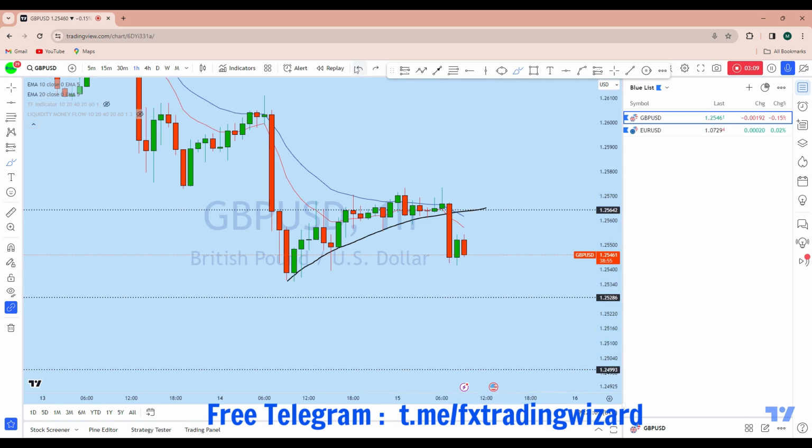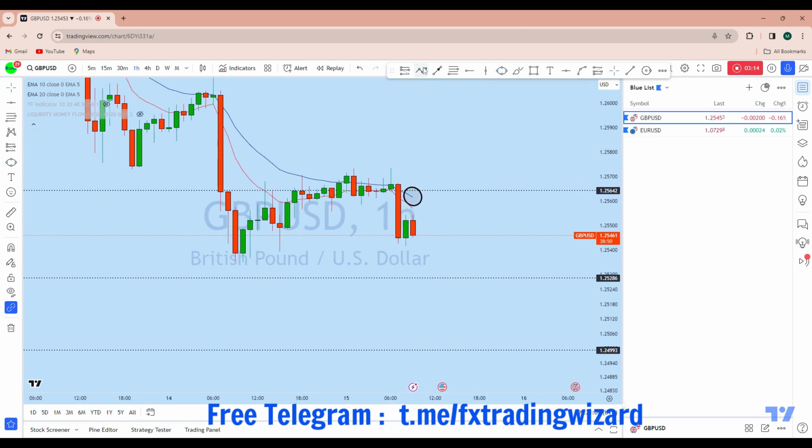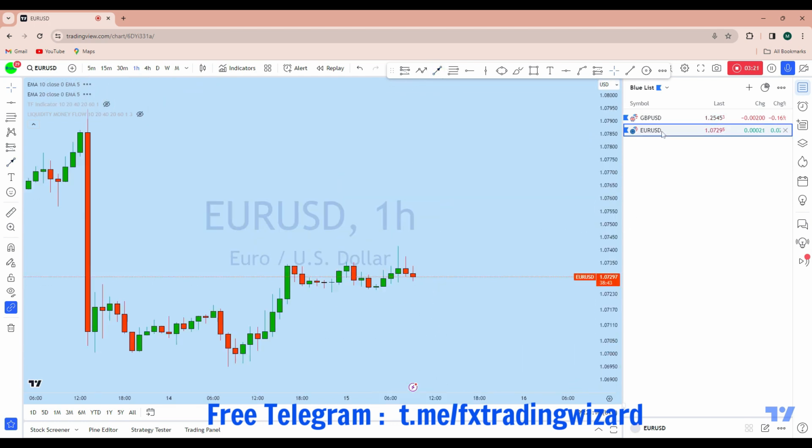So this is where we'll be waiting for a retest on GBPUSD. As soon as we find a suitable entry, we'll look for going short with a high probability trade setup. Now let's look at euro dollar.